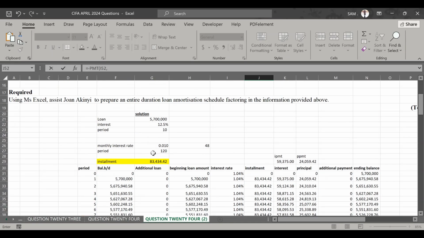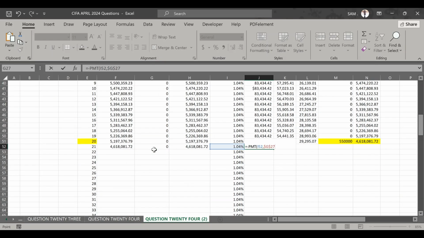So I will still go and refer to 120, and I remember to lock it using the F4 key because it is going to remain constant. The period has not changed. Put a comma. Present value of the loan. Now this is the catch. The present value of the loan has now changed, because of the lump sum payment we've done of 550, it affects our loan balance by the same amount.